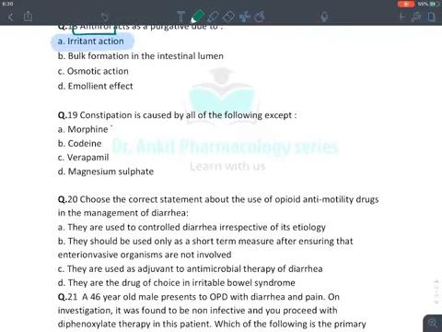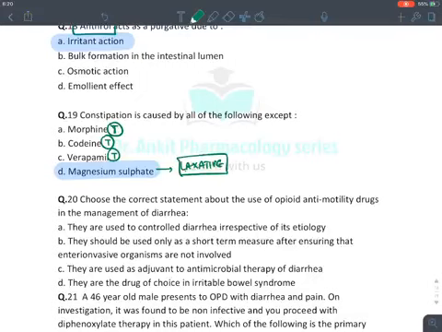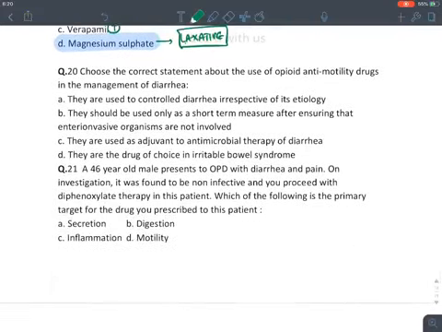Constipation is caused by all of the following except, remember, opioid, yes, they cause constipation, true, hence they are given in the treatment of diarrhea. Codeine is also an opioid. Verapamil, a calcium channel blocker, also causes constipation. The answer is magnesium. We have discussed magnesium is a laxative. It causes diarrhea.